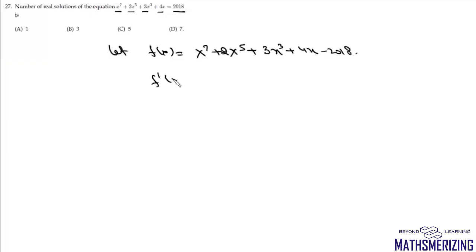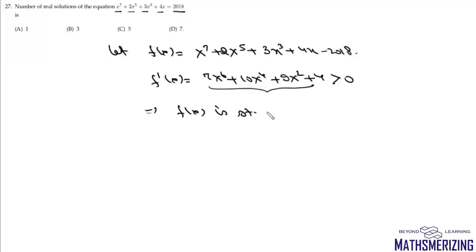Now question number 27 is, we need to find the number of real solutions of this equation. So we are given this equation, which is x^7 plus 2x^5 plus 3x³ plus 4x equals 2018. So what we'll do is we'll consider a function f(x), which is x^7 plus 2x^5 plus 3x³ plus 4x minus 2018. Now we'll differentiate it. We'll get 7x^6 plus 10x^4 plus 9x² plus 4. Now all these parts are even powers with positive coefficients. So that means f dash is greater than 0. So this f(x) is a strictly increasing function.